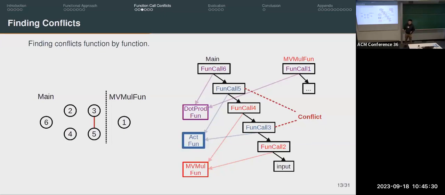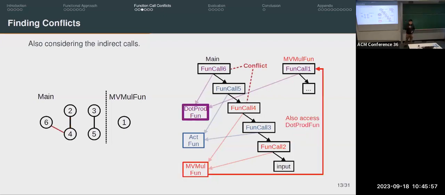You can see function call 5 somehow depends on the result from function call 3. So there is a relationship of data dependence, and therefore there is a conflict. You can see we draw an edge between node 3 and node 5. And let's move to MV mul. We have function call 4 and function call 2 here. They are also accessing the same function, and one is also depending on the other. So there's a conflict. But the next one is a bit trickier.